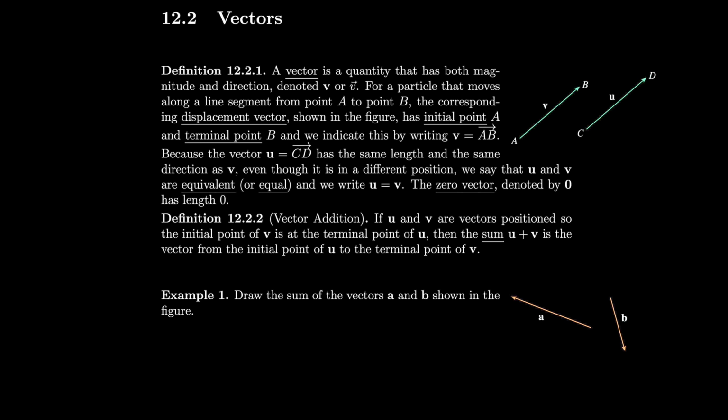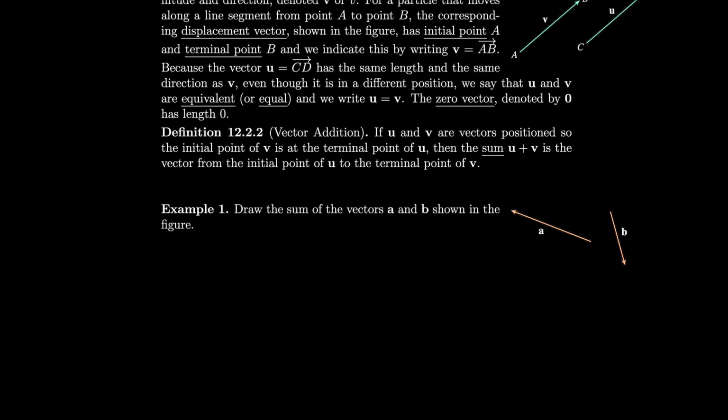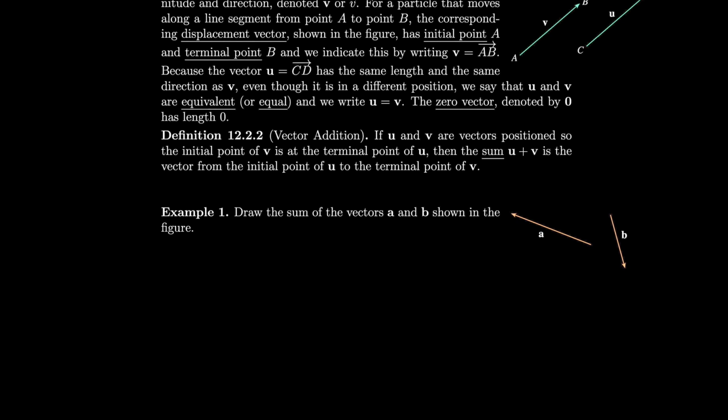If u and v are two vectors positioned so that the initial point of v is at the terminal point of u, then the sum is the vector from the initial point to the terminal point. So let's do an example of that. How about we try drawing the sum of the vectors a and b shown in the figure? Well, because it doesn't matter where I put a and b, I'll just throw a over here somewhere. And that's roughly the same as the a that we're given. And then I need to draw b, but I have to position the vectors so that the initial point of v is at the terminal point of u. So the initial point of b should be at the terminal point of a.